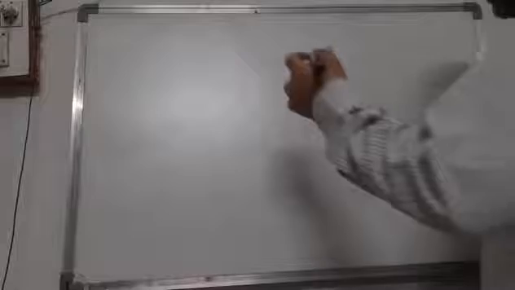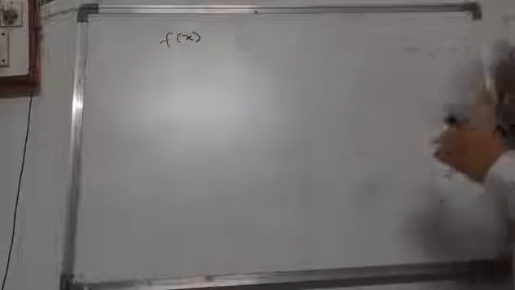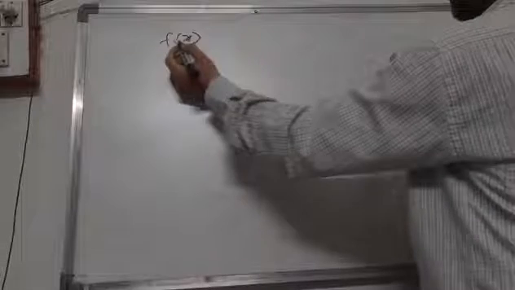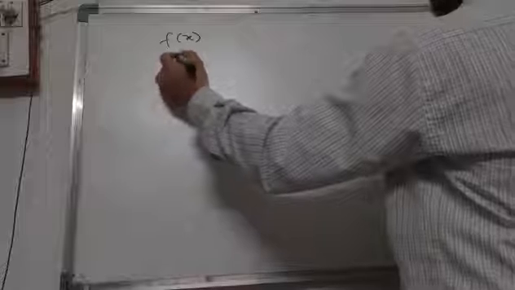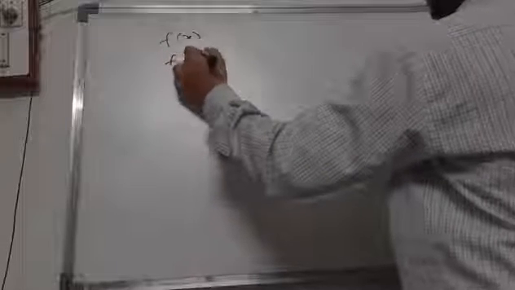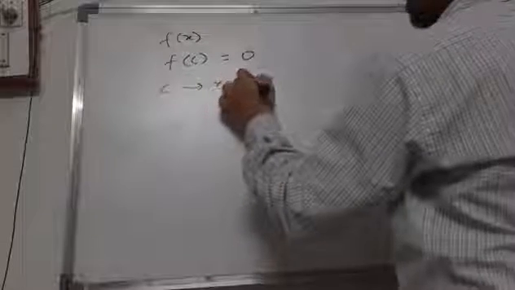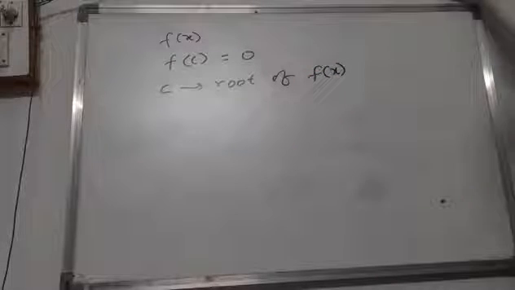Here we shall see the definition for this bisection method. The primary definition is like this. Suppose f of x is a function having x as a variable. If I take some c with f of c equal to 0, then c will become the root of this f of x function.